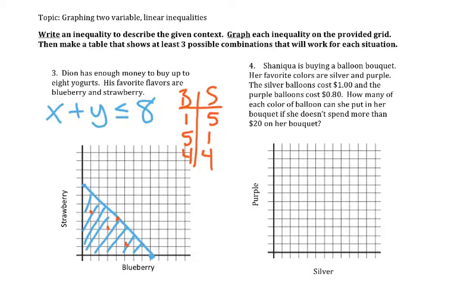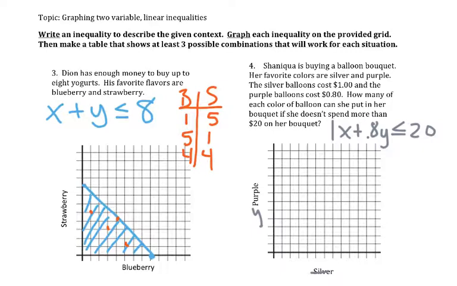Okay, Shaniqua is buying a balloon bouquet. Her favorite colors are silver and purple. The silver balloons cost $1 and the purple balloons cost 80 cents. How many of each color balloon can she put in her bouquet if she doesn't spend more than $20 on her bouquet? So we know the maximum we've got to spend is $20. So it's going to be less than or equal to that. Each silver balloon, X, costs $1, plus each purple balloon, Y, is $0.80.